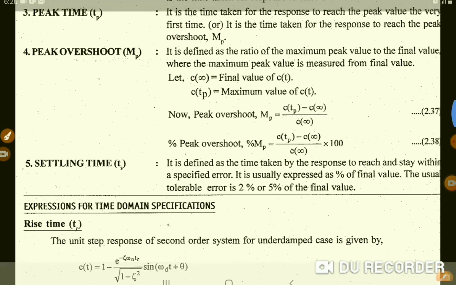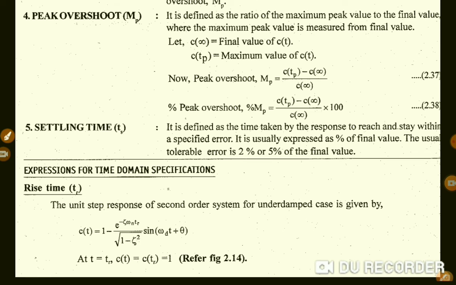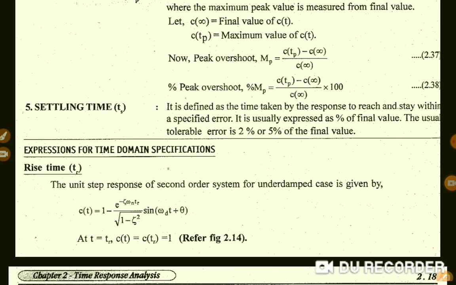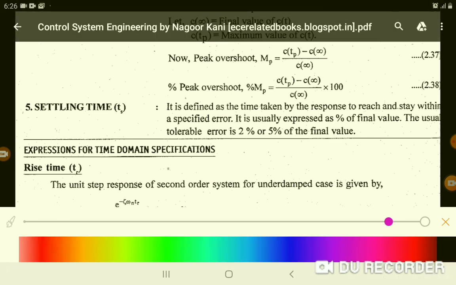Then settling time. Settling time is the time when the response stays within a specified error. From an examination point of view, you have to describe it like this: it is the time taken by the response to reach and stay within a specified error. The specified error is denoted as a percentage, either 2% or 5% of the final value.